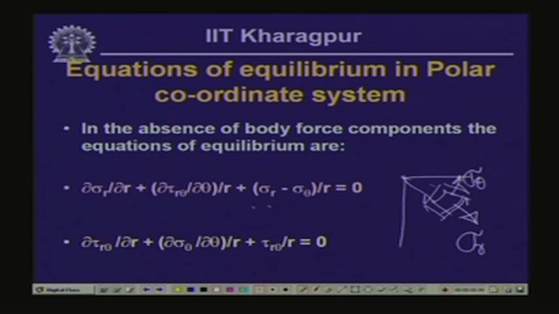And in a polar coordinate form, these are the equations of equilibrium: del sigma r del r plus 1 by r del tau r theta del theta plus sigma r minus sigma theta by r is equal to 0, and del tau r theta del r plus del sigma theta del theta upon r plus 2 by r tau r theta equals to 0. These are the two equations which define the equations of equilibrium in polar coordinate system for a two dimensional stress analysis.